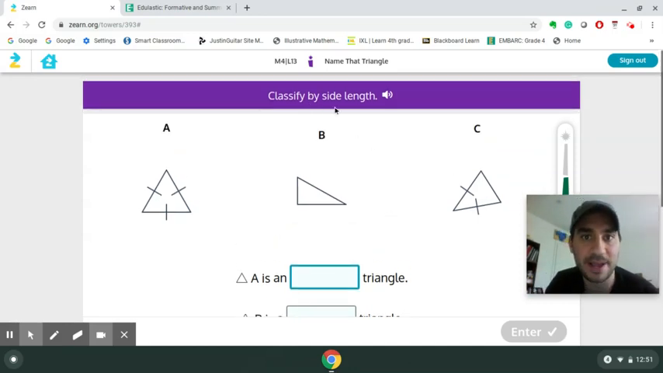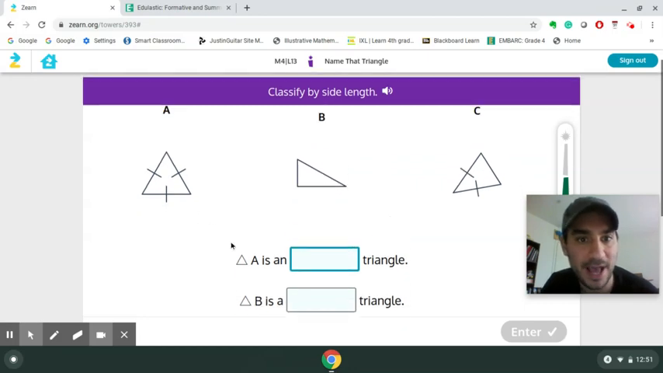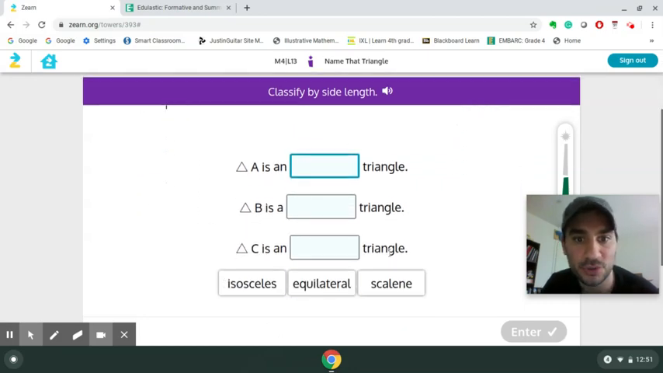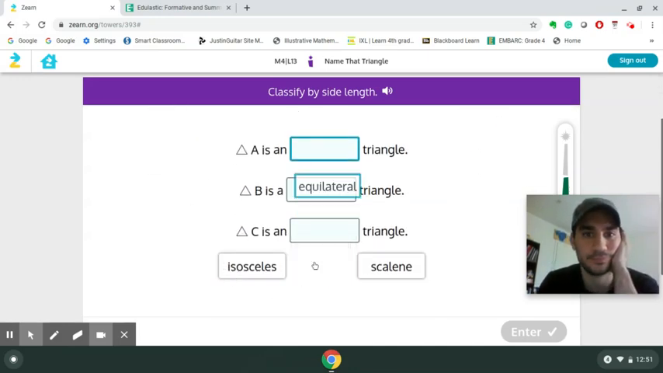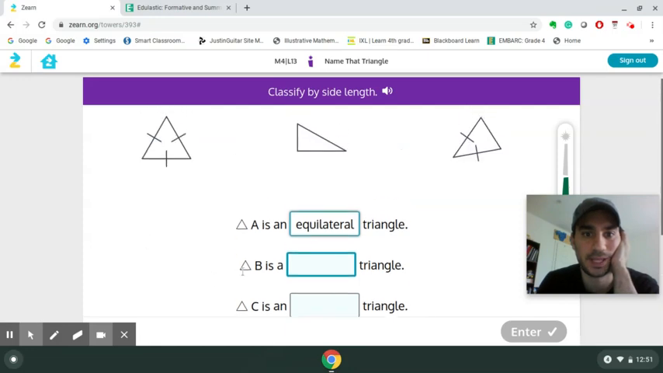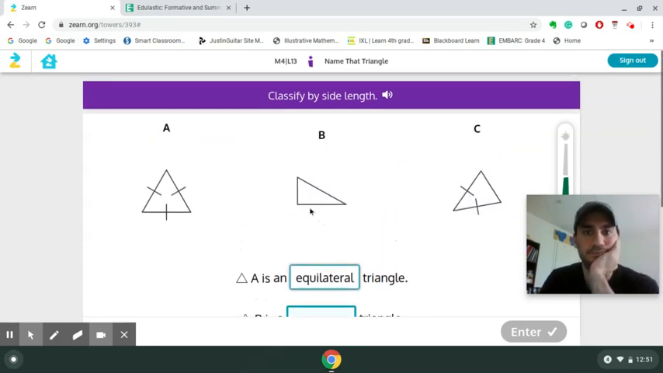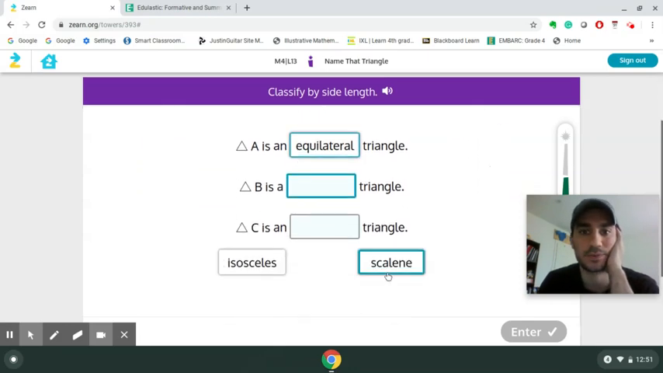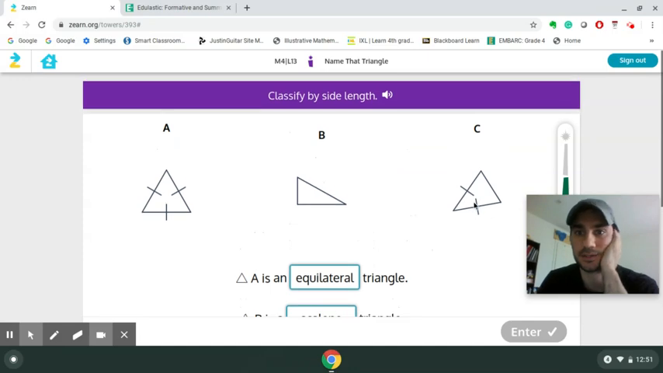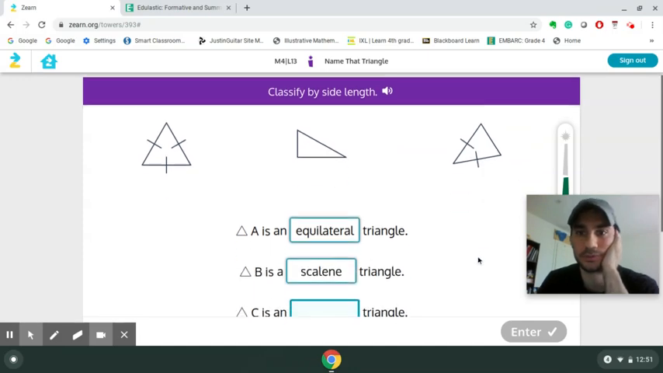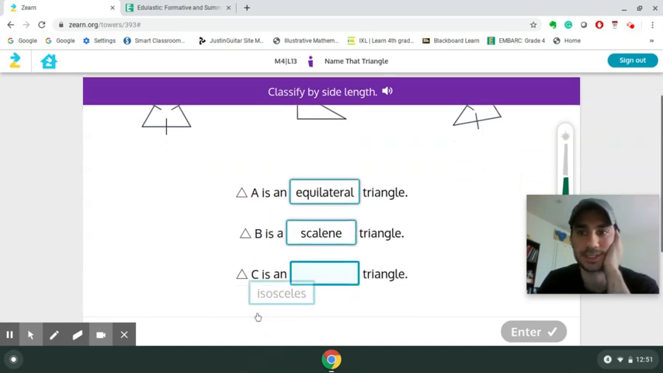All right, classify by side length. So angle A is a what? And our choices are at the bottom here. You might have to scroll down a little bit. So angle A, 1, 2, 3, equal sides. Angle B, 1, 2, 3. Well, there's no tick marks here, so there are no equal sides. So that's a scalene. And so angle C, it looks like I have 1, 2 equal sides. That's an isosceles.